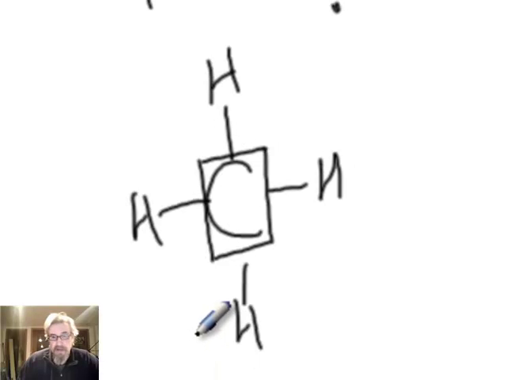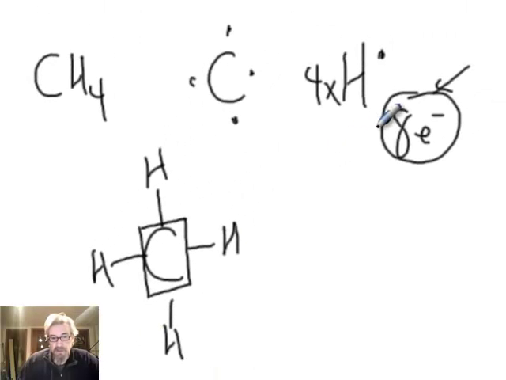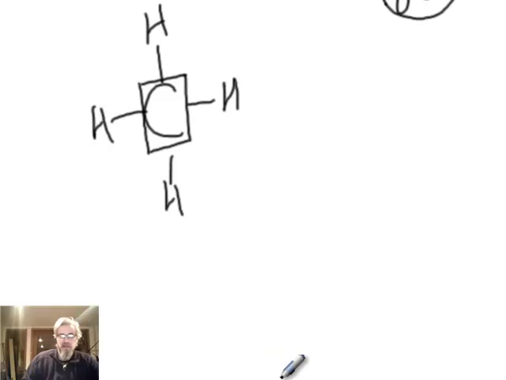That's a full octet. Now, the last thing I have to do is make sure that I have 8 electrons in my structure to match this count. 2, 4, 6, 8. Okay, I've got it. So that's probably a good structure for CH4. CH4 is methane. That's what's in natural gas.